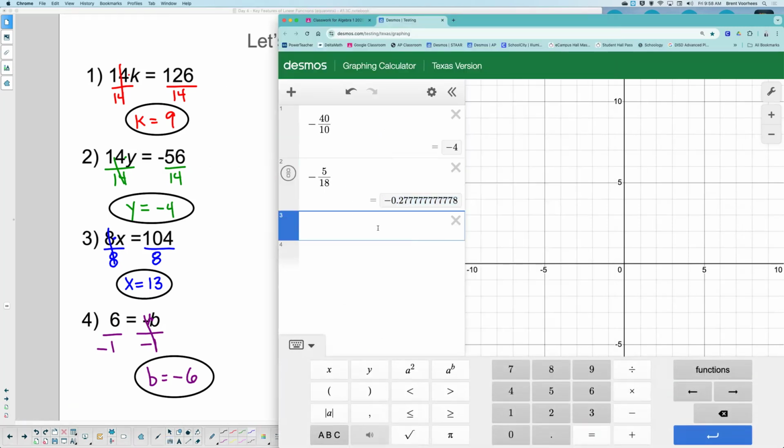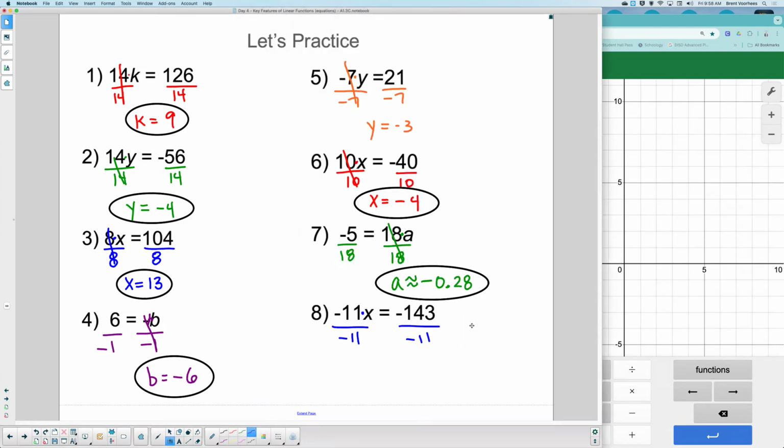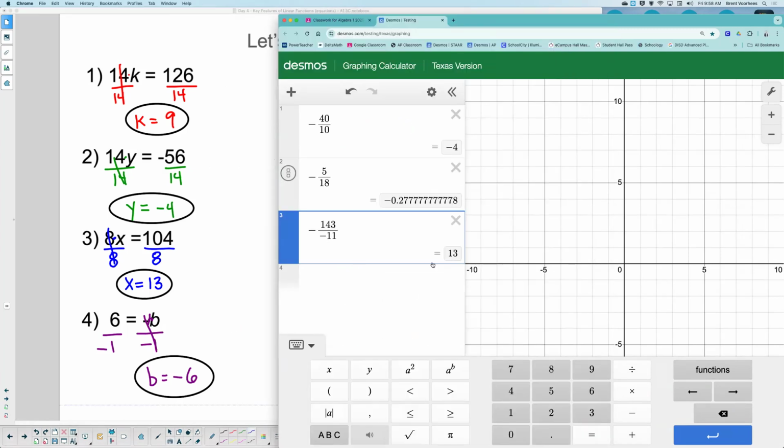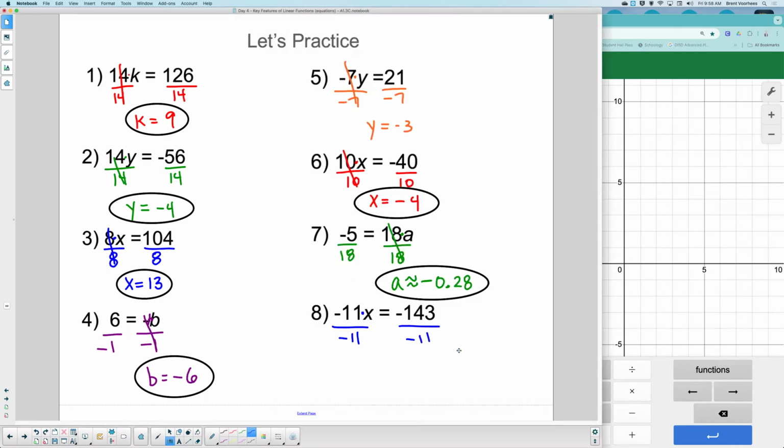Negative 143 divided by negative 11. Are you getting positive 13? That's what I'm getting, positive 13. That would be your answer. Positive 13.